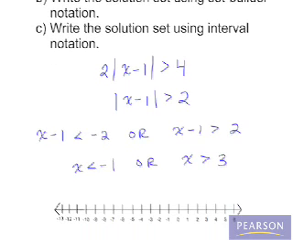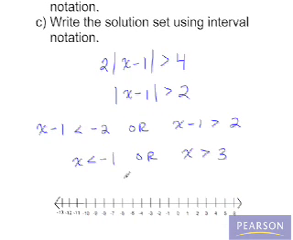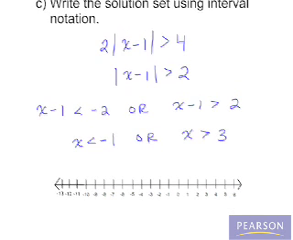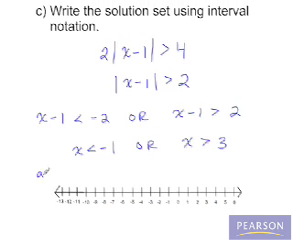So we're looking for the values of x that are less than negative 1 or values of x that are greater than 3. X is not allowed to equal negative 1 or x is not allowed to equal 3, so we'll have parentheses on our graphs, which we're about to see next step.